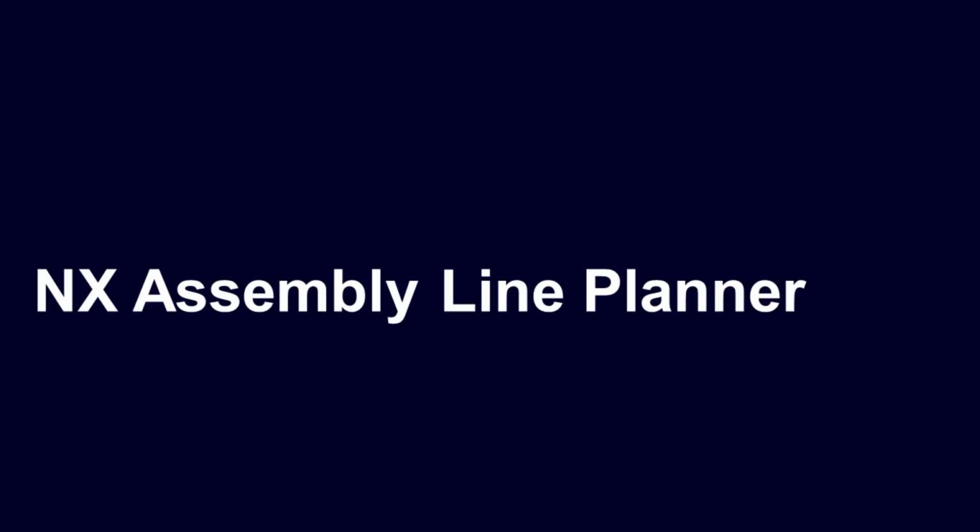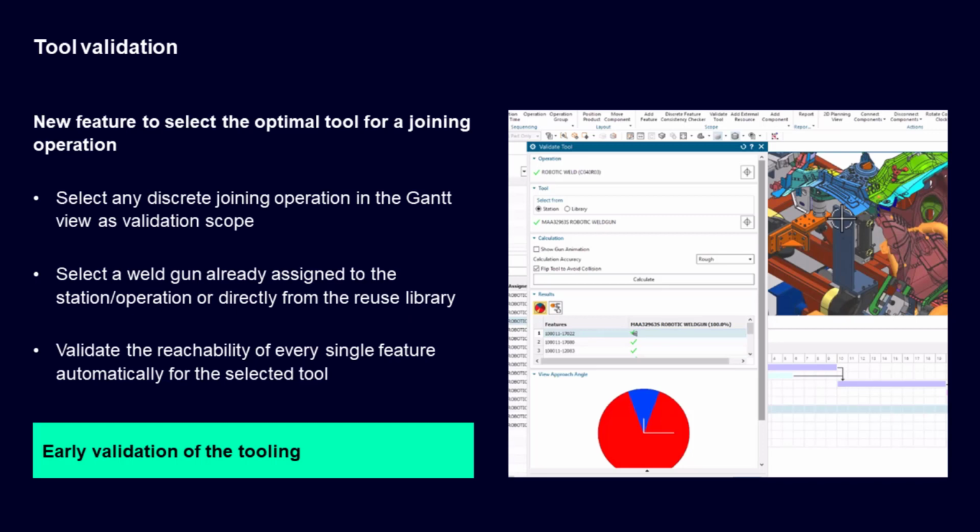Next, we will go through the new enhancements in NX Assembly Line Planner. Using the new tool validation feature, you can select the optimal joining tool for an operation based on the tools, the products, and the fixture's geometry. This will help the planning engineer provide the simulation engineer with data that is already coherent, therefore reducing the need for changes during the simulation and reducing the amount of required change management workflows.